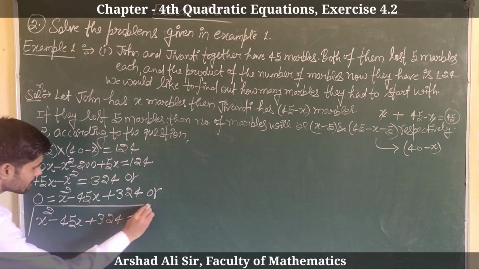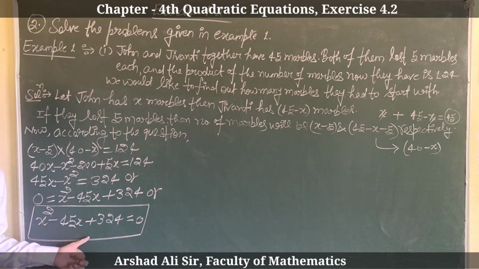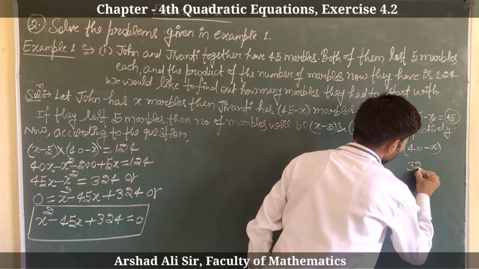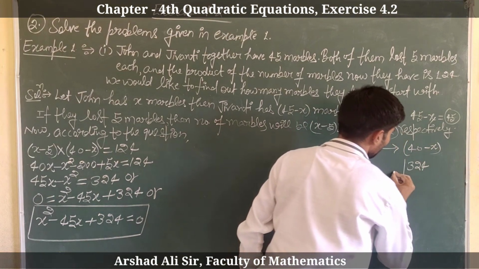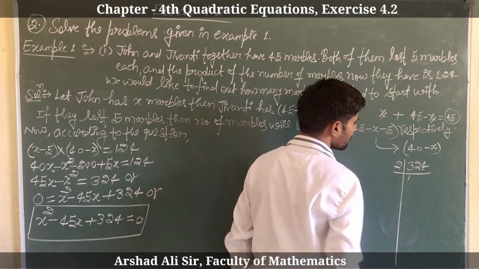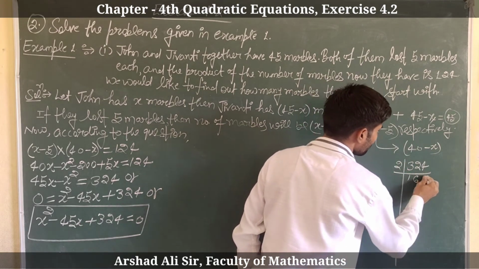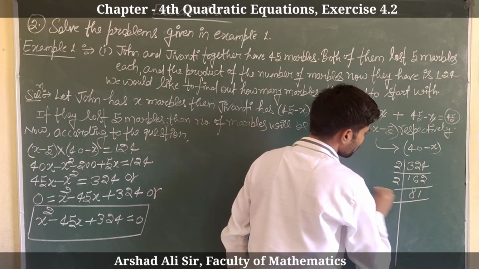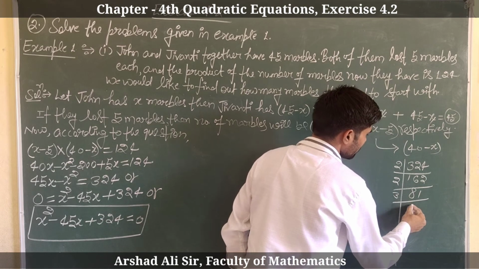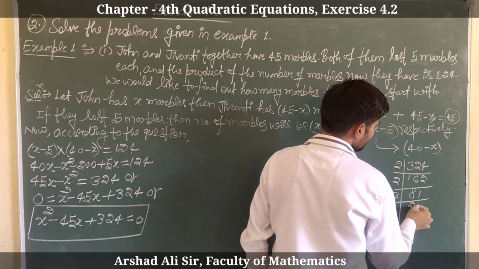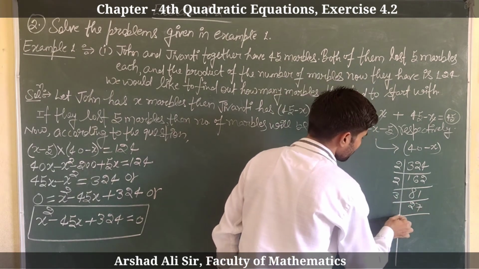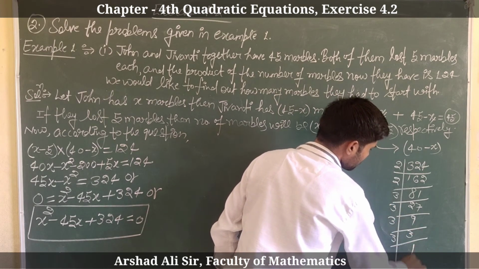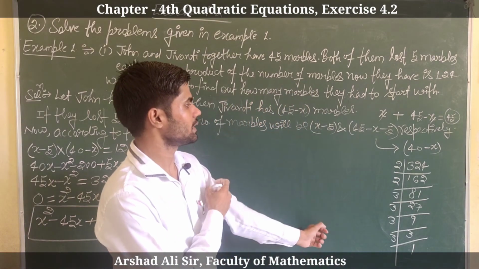Now we have this quadratic equation. Firstly we will find the factors of 324. Let's find 324. We can cancel by 2. 2 1s are 2, 2 6s are 12 and 2 2s are 4. 2 8s are 16, 2 1s are 2. We can cancel by 3. 3 2s are 6 and 3 7s are 21. 3 9s are 27. 3 3s are 9. 3 1s are 3. These are the factors of 324.